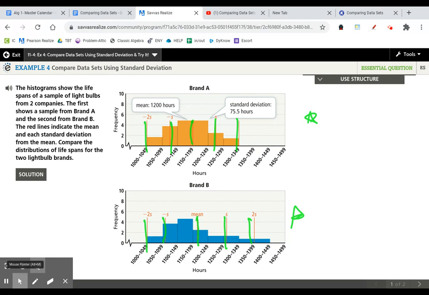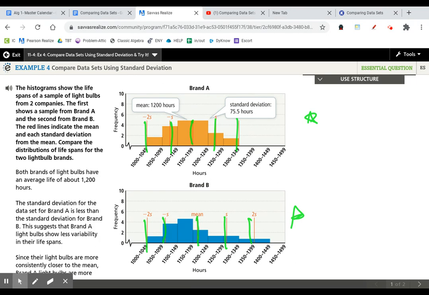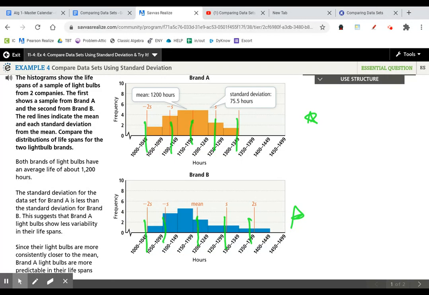Solution, well, what's it asking us? Compare the distribution lifespans for the 2 light bulbs. It says both brands of light bulbs have an average life of 1,200 hours. So we see that again. We see that here. We see that here. Roughly, the standard deviation for data set brand A is less than the standard deviation for B. So it looks like these things are closer together here. Right? They're a little bit more spread apart here.